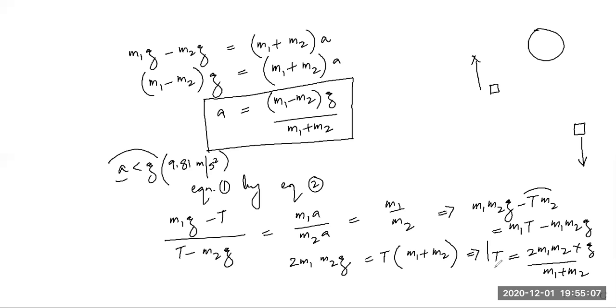So the tension in the string is what? 2 times the product of masses times acceleration due to gravity divided by total mass. You always remember this, you will be able to solve questions based upon these two formulas.